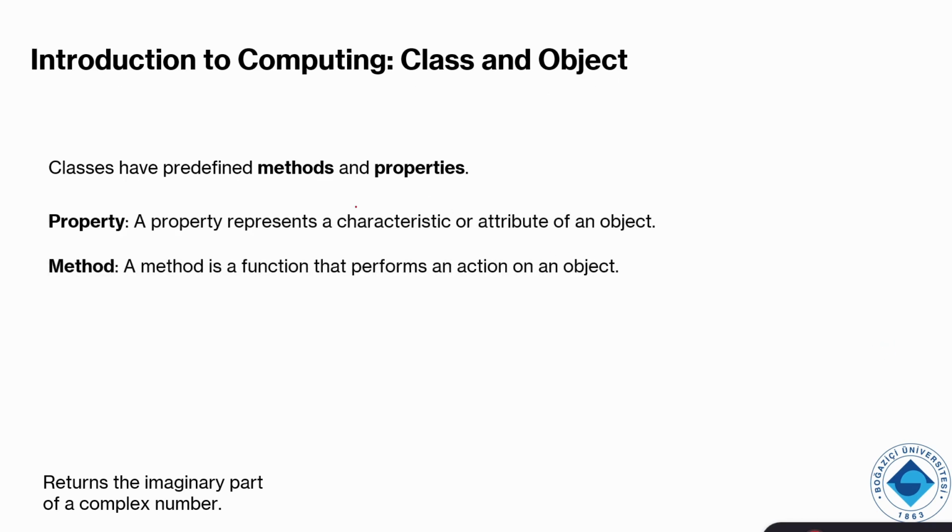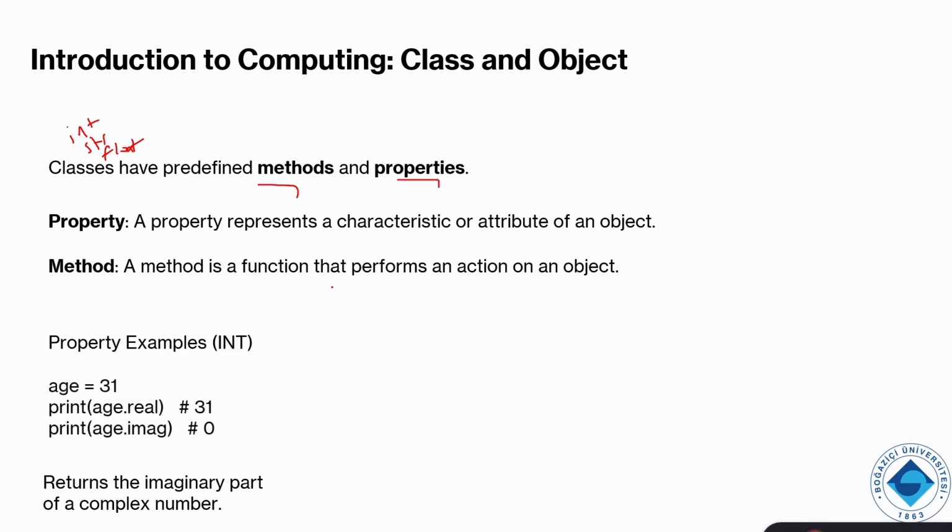Here, we can see the definition of methods and properties. Classes like integer, string, or float have predefined methods and properties. A property represents a characteristic or attribute of an object. A method is a function that performs an action on an object.